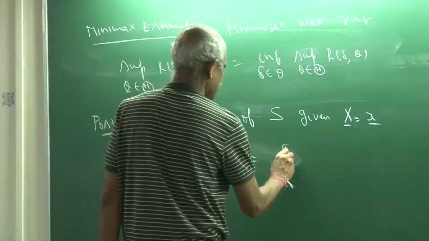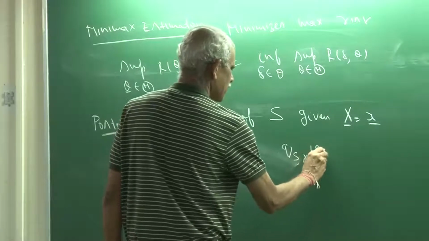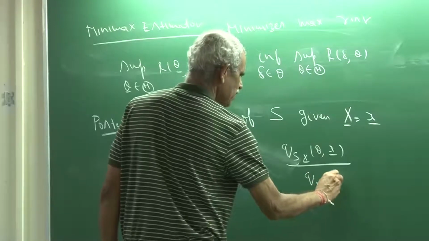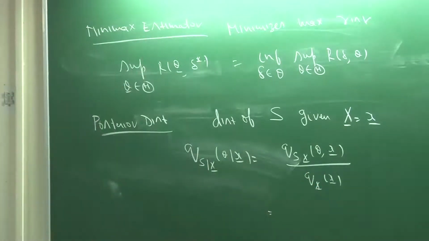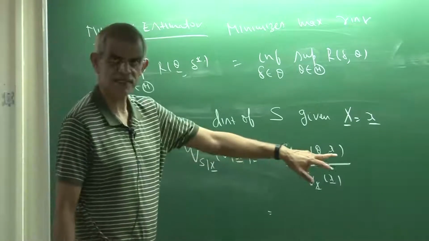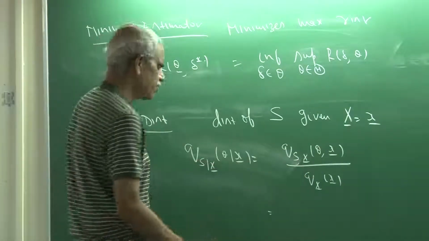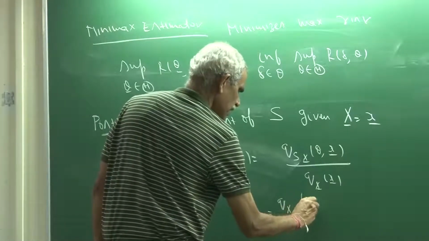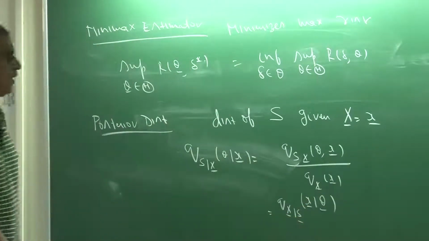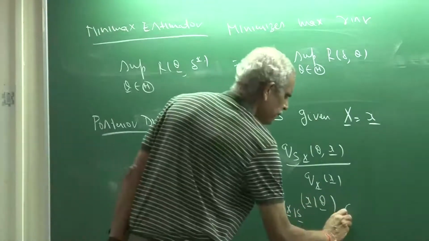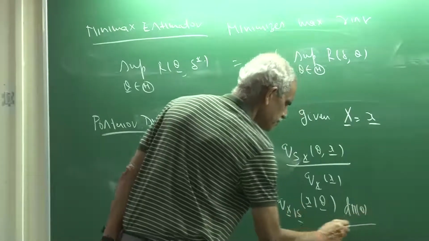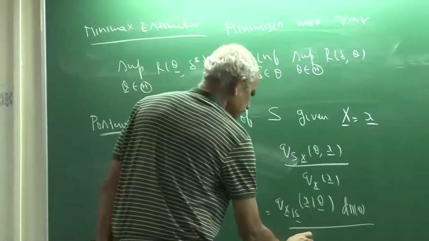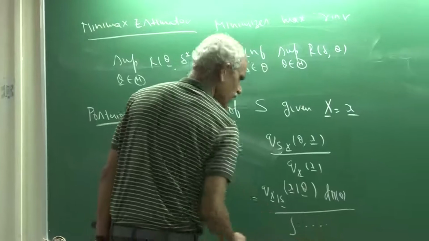The joint is, so I can write this as Q of (S, x), that is (theta, x), divided by Q of x, which is the marginal of x. What is Q of (S, x)? This can be written further in terms of a conditional, so this can be written as Q of x given S, x given theta, times the prior, which is nothing but d pi theta, divided by Q of x, which is basically the integral of the whole numerator.